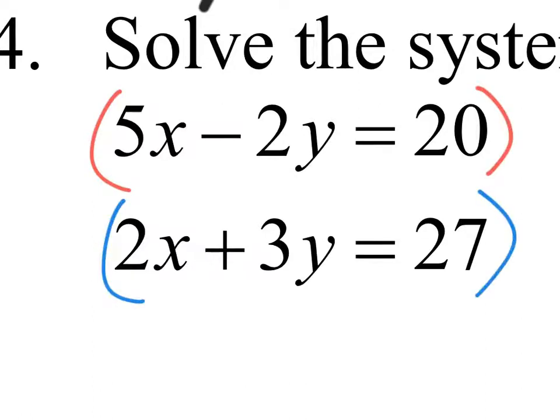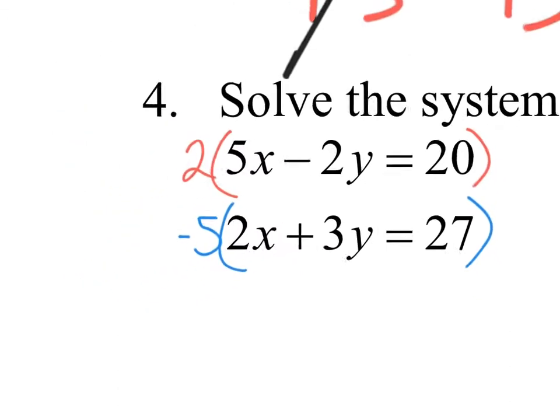Well, when we're looking at these two coefficients, 5 and 2, these of course do not cancel out. However, if we multiplied the top equation by 2 and the bottom by negative 5, that would give us 10x and negative 10x, which would then result in these variables being eliminated. So let's do that. We're going to multiply the top by 2 and the bottom by negative 5.